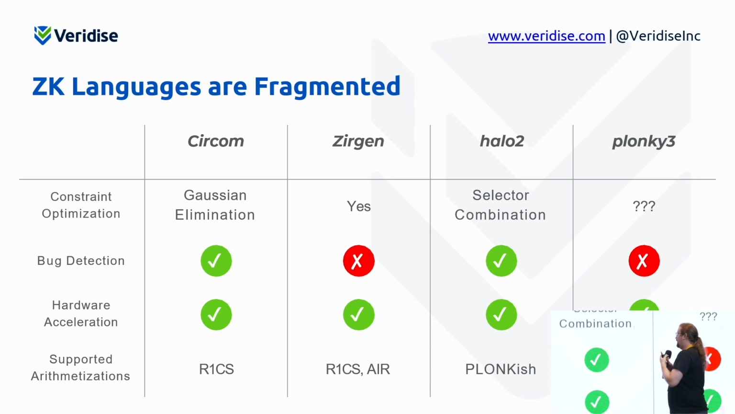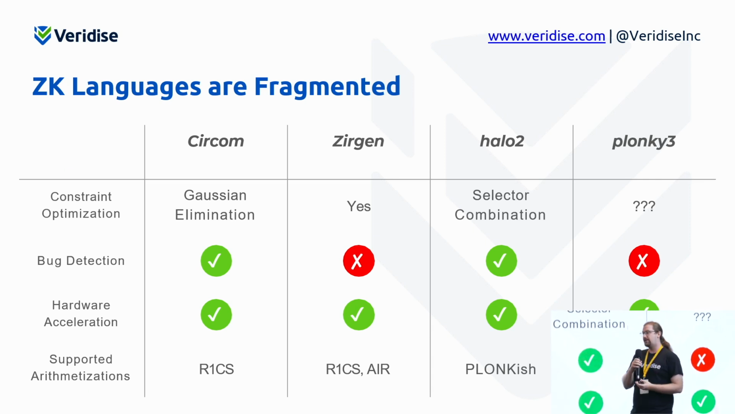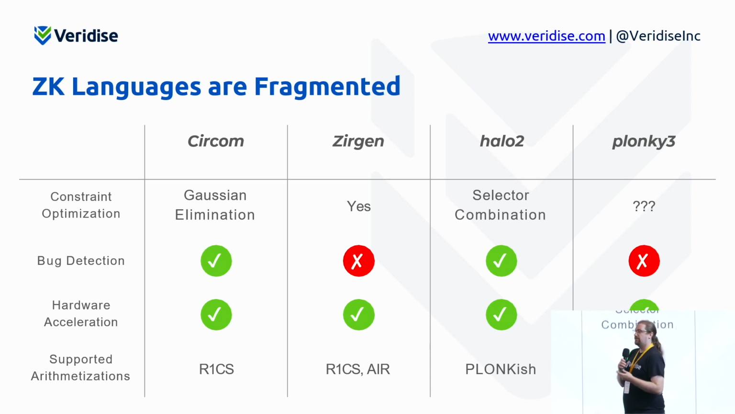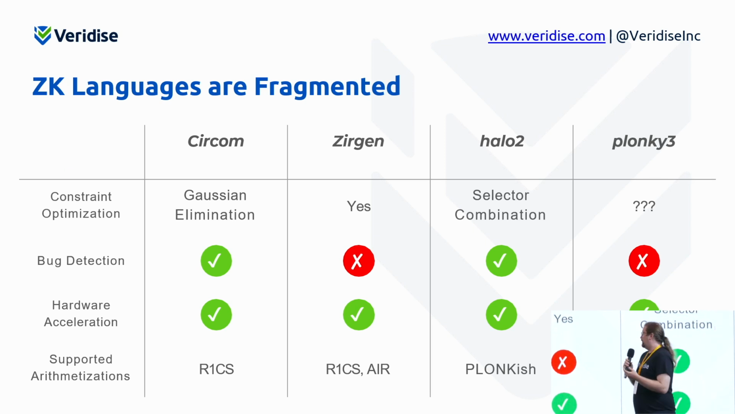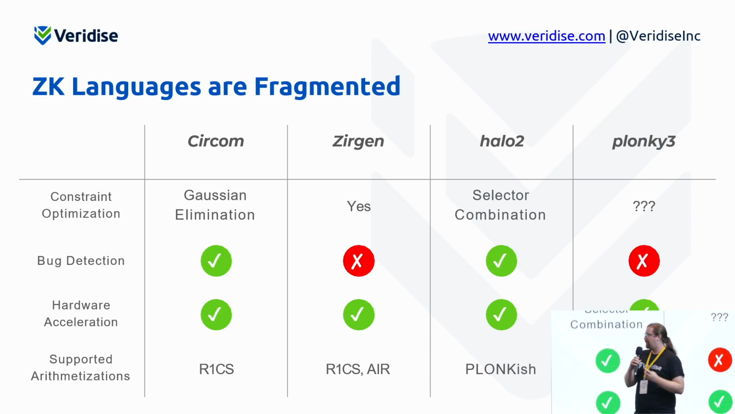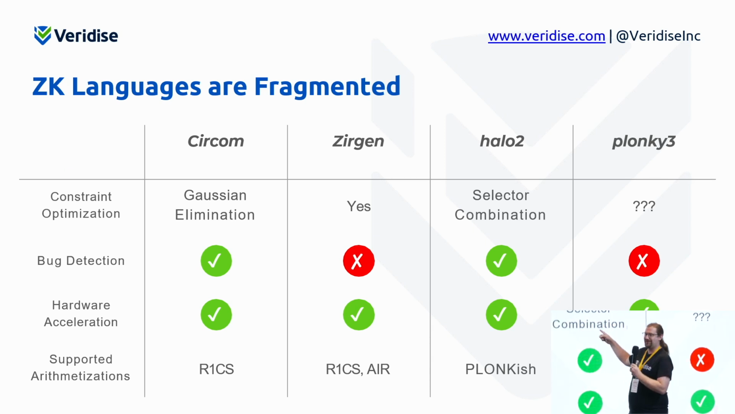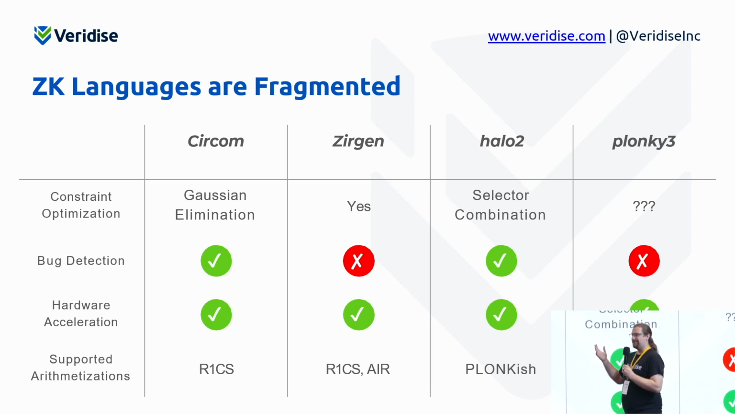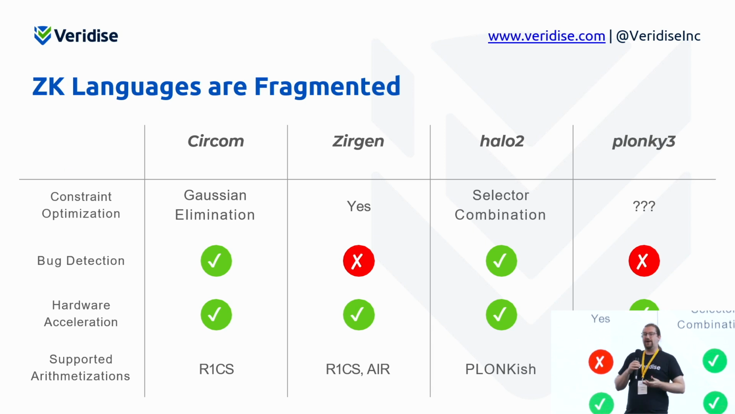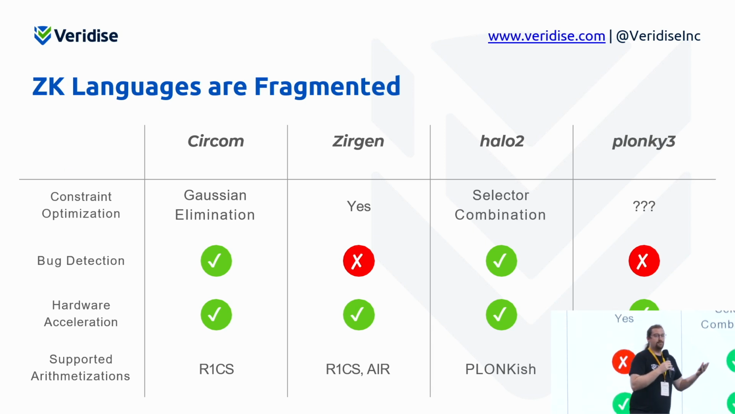In addition to that, only about half of the languages that we're looking at actually have any sort of bug detection utilities. And finally, if we look at constraint optimization, some of them have them in some form. Some of them don't have a whole lot of information about them, which is why Zurgeon says yes, because they do have some optimizations, but very little information about them. And finally, there are others where it's very unclear if they optimize constraints at all, like Plonky 3, which is probably just because it's very new.